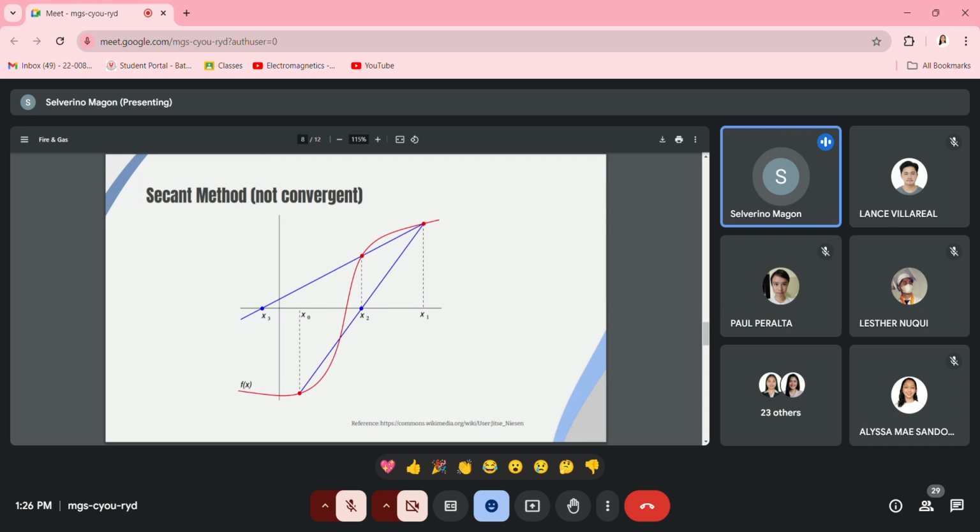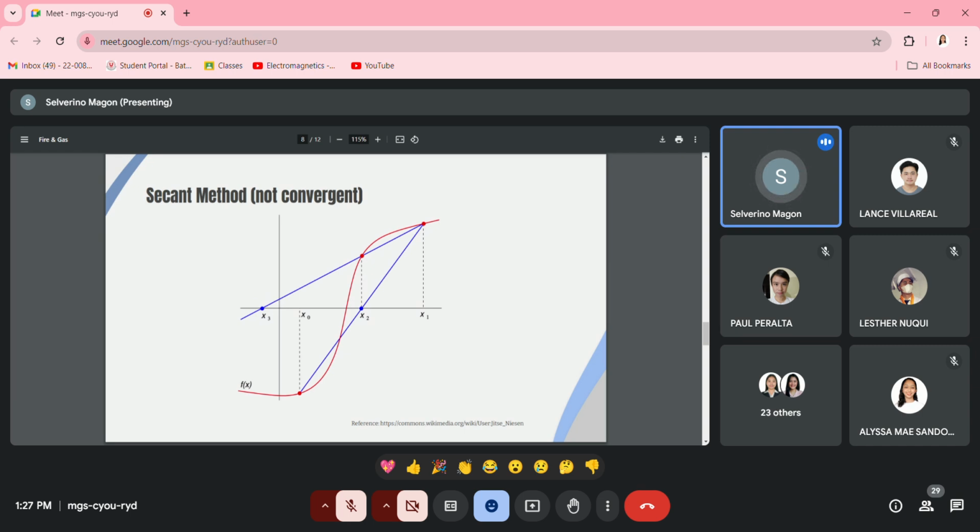All right. So now in the second iteration, we will have to plot a second secant line going from x1 to x2. So it should be here. If we extend that, we have a new solution at x3 right here.